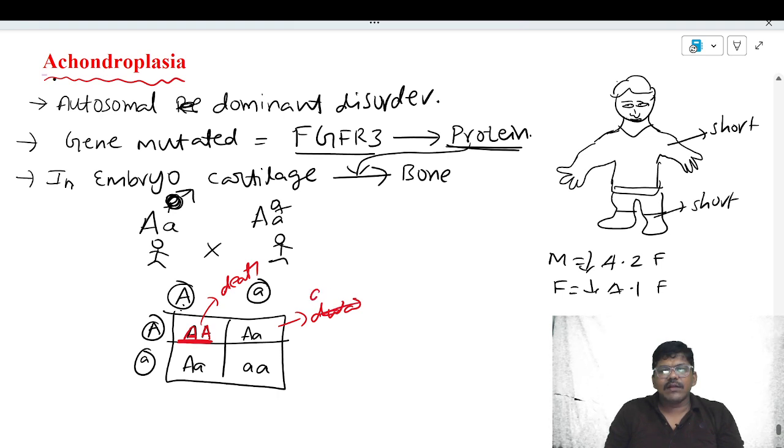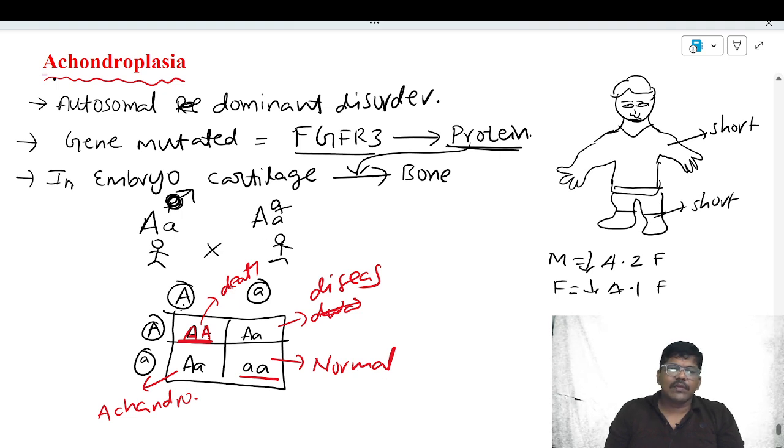Those who become dwarf get the disease, achondroplasia. In the heterozygous condition the disease also develops, hence these two persons who have heterozygous condition got achondroplasia. The person who has recessive alleles becomes normal. In achondroplasia, the persons who have two mutated alleles, the two capital A's here, will die. In heterozygous condition, they get the disorder. In homozygous recessive condition, we see the formation of a normal person.